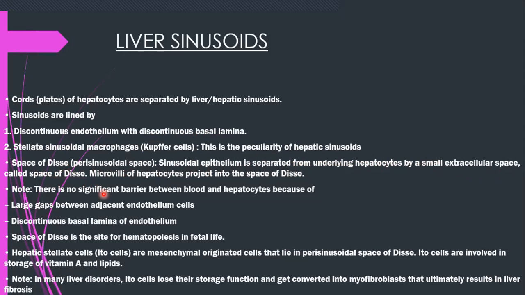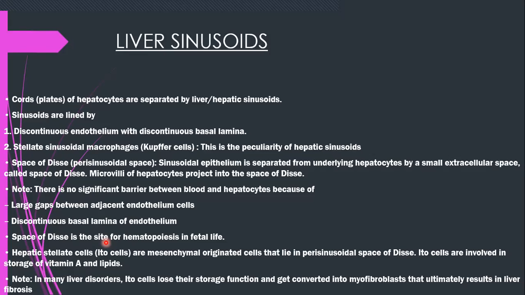Now, there is no significant barrier between blood and hepatocytes. You can't say there is a blood hepatocyte barrier, like the way there is a blood-brain barrier. There is no blood hepatocyte barrier. Why? Because there are large gaps between adjacent endothelial cells. Remember, those are sinusoids. So the endothelial cells have gaps. And also the basal lamina of the endothelium is discontinuous. Also, and please remember this point, the space of Disse is a site for hematopoiesis in fetal life, okay?